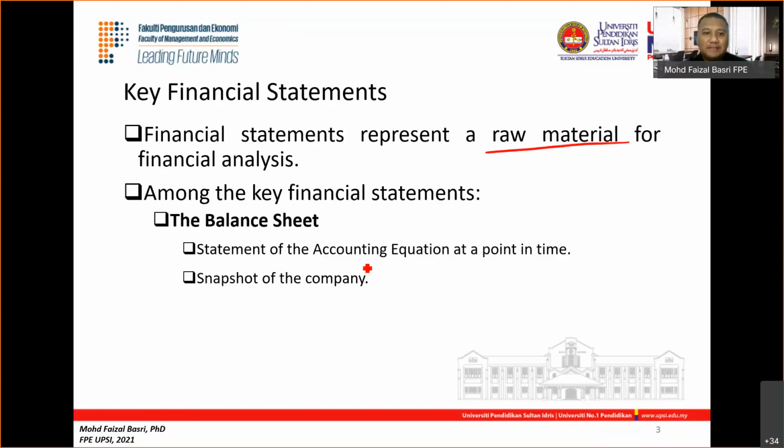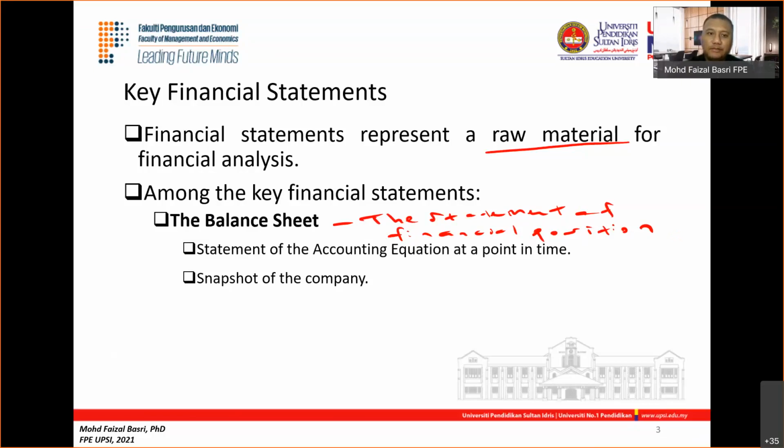So the balance sheets. Nowadays if you go through financial reports, it also has a different name, ataupun alternative name, which is known as the statement of financial position. So this is the alternative name, or more commonly known nowadays. If you go through annual reports, you'll see it is called the statement of financial position.